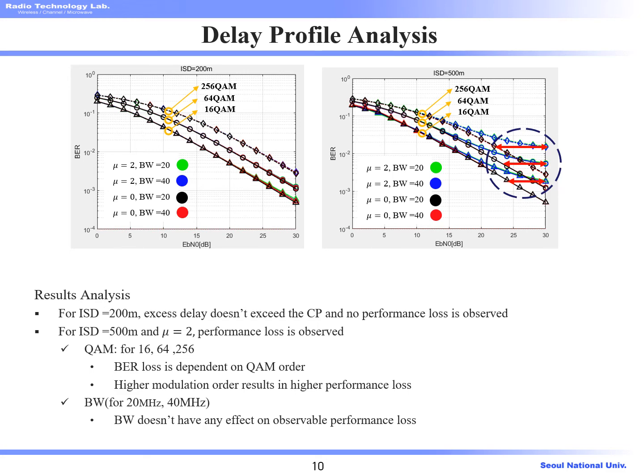For urban micro situations, the access delay doesn't exceed the CP and no performance loss is observed. For urban macro scenarios and for numerology 2, there was a 27% chance that the access delay exceeded the CP and intersymbol interference occurred. The BER loss is dependent on the QAM order used in this experiment, as higher modulation order resulted in higher performance loss, as can be seen from the top right figure. The bandwidth didn't have any effect on the observable performance loss.